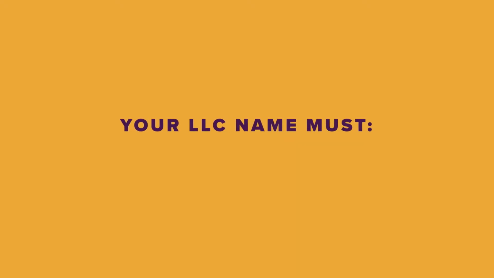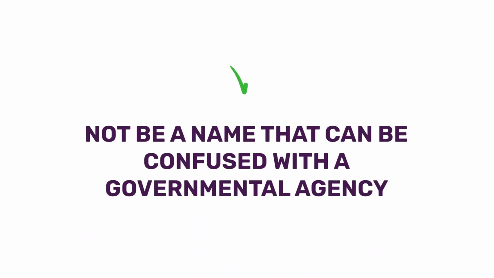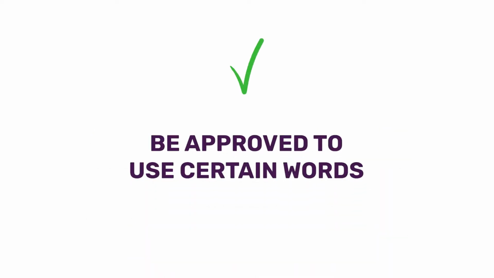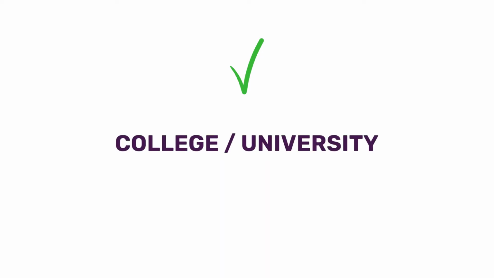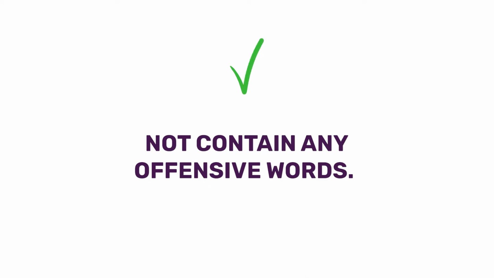Your LLC name must contain the phrase limited liability company or limited company or LLC, not be a name that can be confused with a governmental agency like the IRS or Homeland Security, and be approved to use certain words. For example, if you're using the words college or university, it must be approved by the Texas Higher Education Coordinating Board. Be translated if you need it to be. Foreign words won't be translated, and not contain any offensive words.